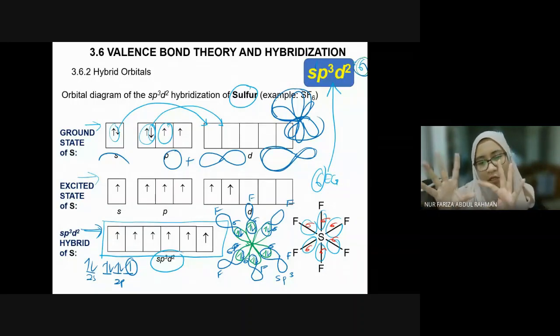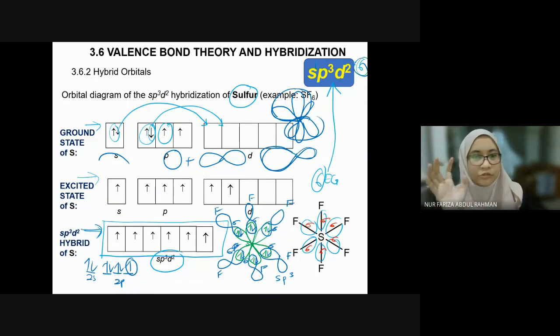In category of lone pair. Okay, molecules having lone pair. What is the difference between single bond and molecules having lone pair? Okay, alright. Okay, any question before we proceed to the next category?